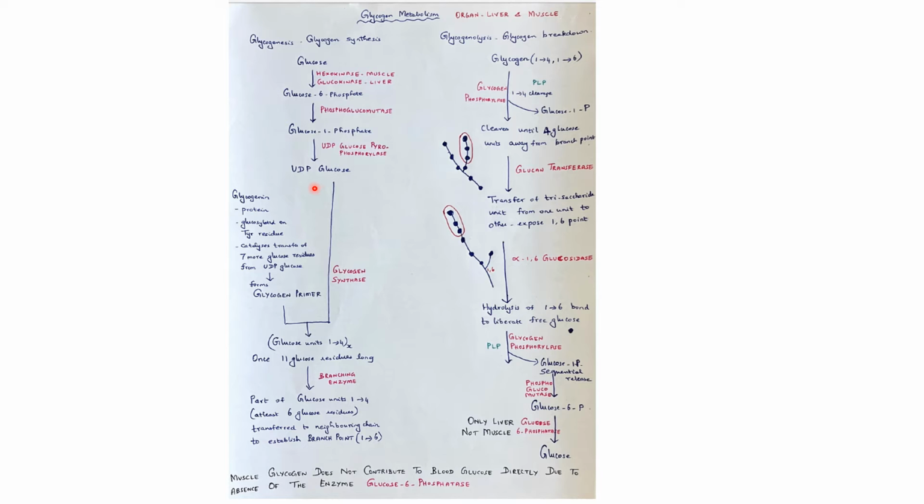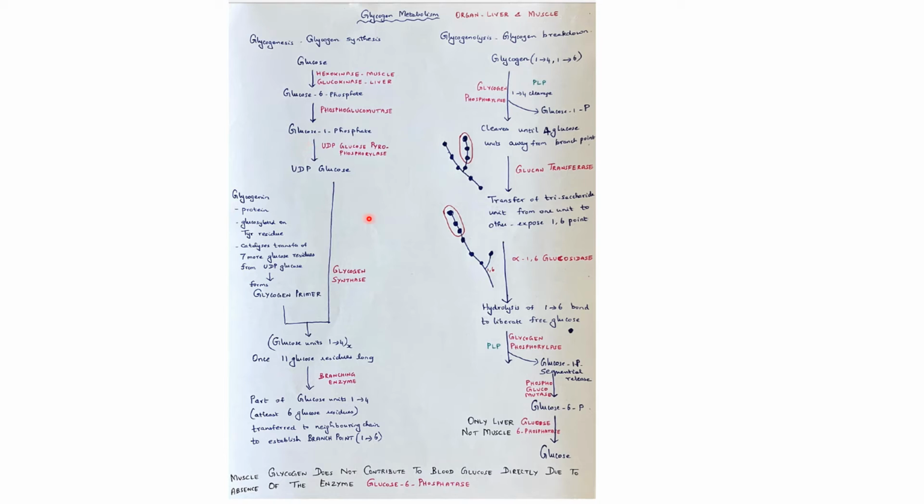For that you need a core structure, which is known as glycogenin. Glycogenin is a protein. This protein is glucosylated on the tyrosine residue. Wherever there are tyrosine residues, you have a glucose residue attached to it. Glycogenin itself acts as an enzyme and catalyzes the transfer of 7 glucose residues from UDP glucose. Glycogenin becomes a glycogen primer once 7 glucose residues are attached.